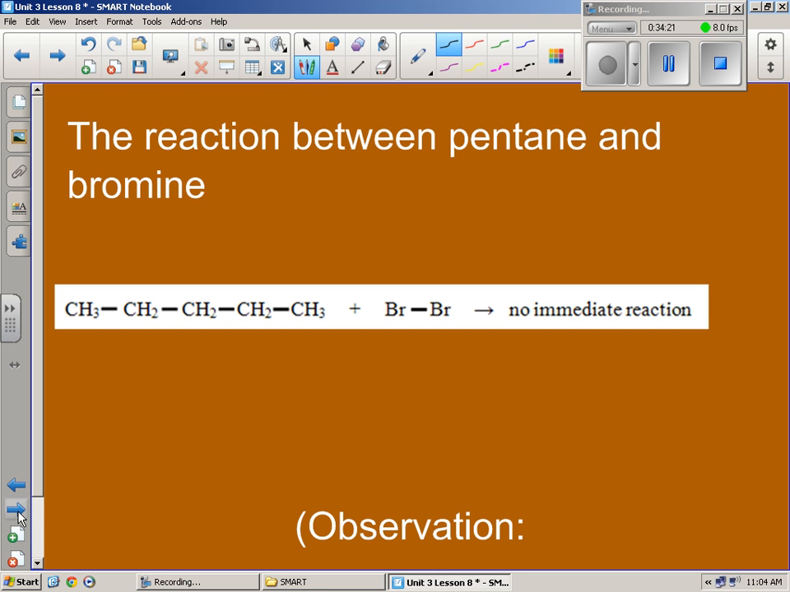Here's an example of pentane and bromine. Well, pentane and bromine, there's no double bond here for this to add into, right?